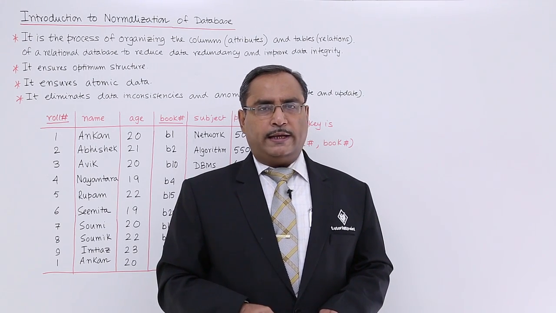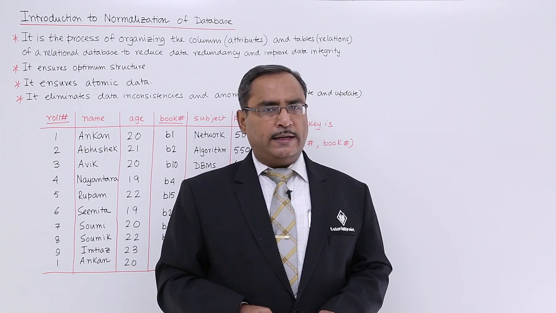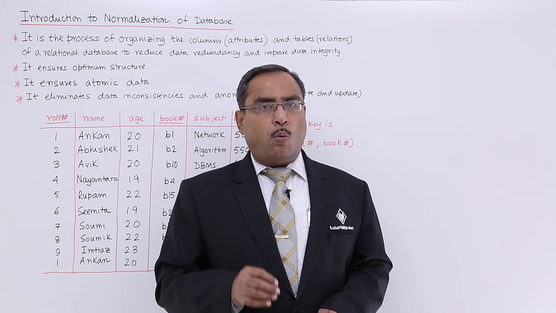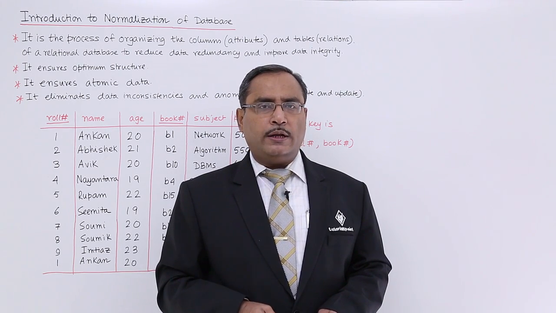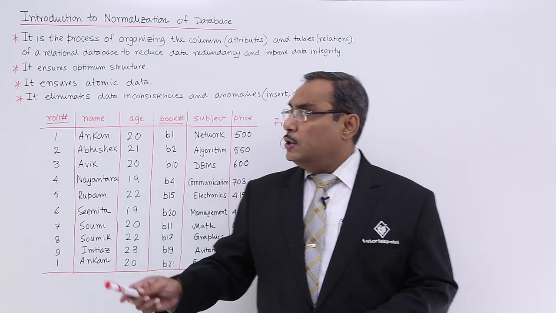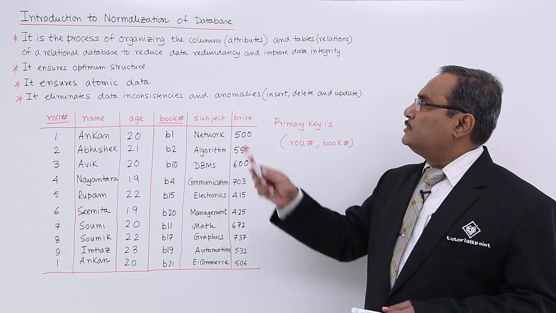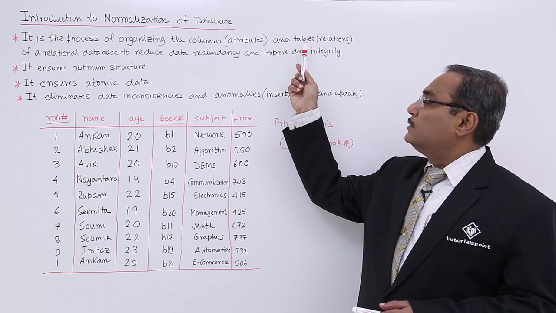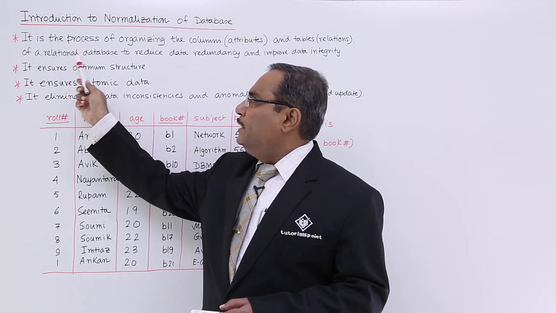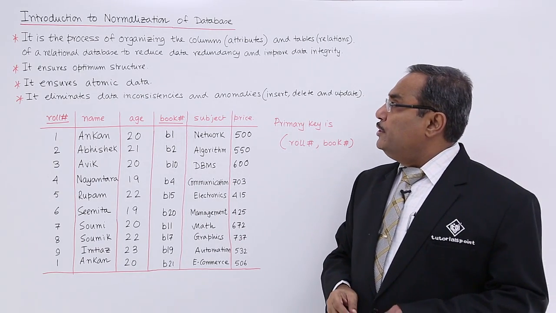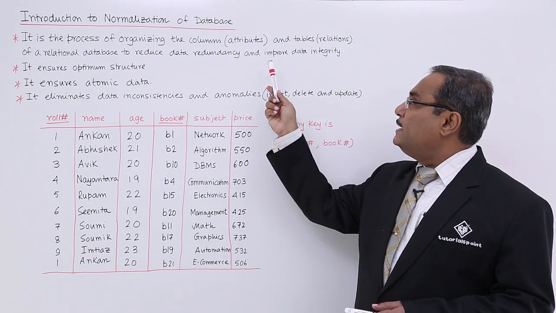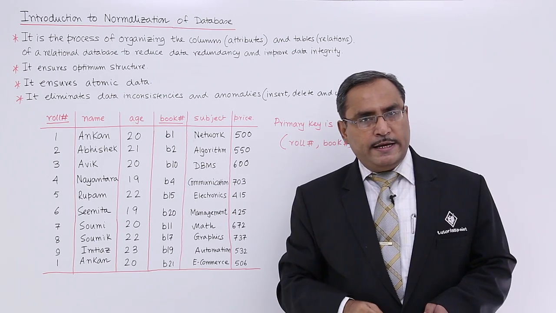Let us go through the text, and with one example we can easily make you understand why normalization is so important in the database design. So, it is the process of organizing the columns or attributes and the tables or the relations of a relational database to reduce data redundancy and improve data integrity.